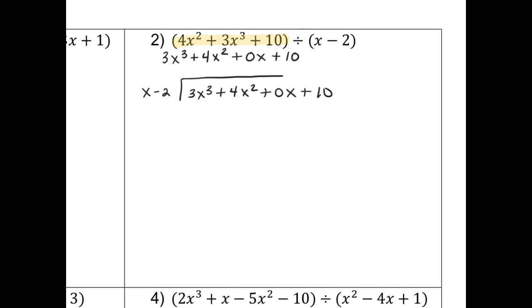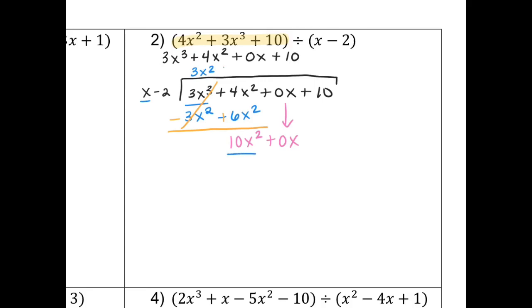Now we ask ourselves, what do I have to multiply that x by to make it 3x cubed? That's going to need a 3x squared. Now distribute it to the binomial up front. 3x cubed is what it should say, minus 6x squared. Draw a line, change the signs. If that was a cubed, it would cancel out, so I'm going to keep it going. We have 10x squared. Now drop our 0x. Pink tells me start over.